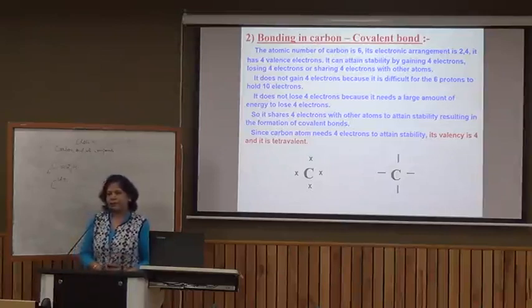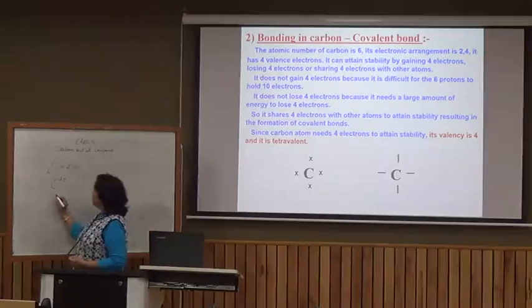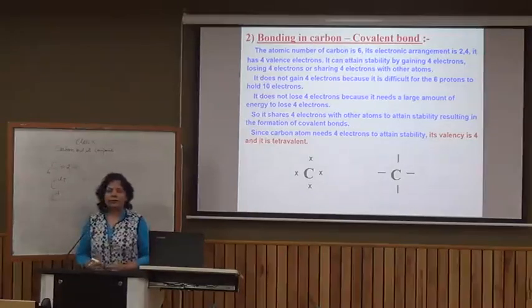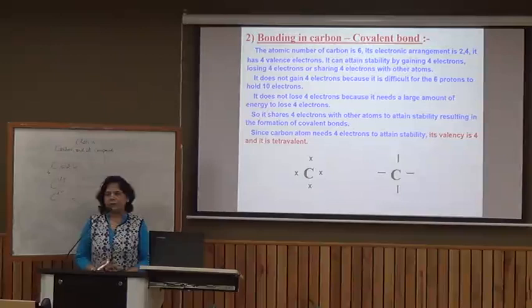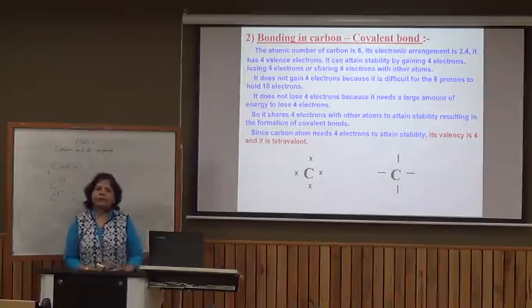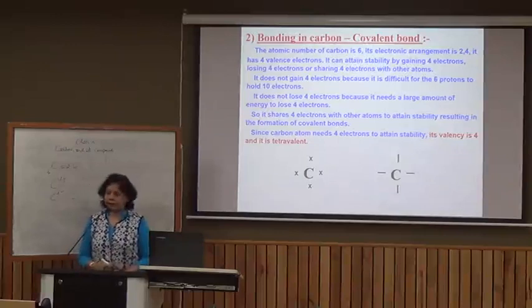Let us see why it doesn't form an anion. If the C4- ion gains 4 electrons, then it will have 6 protons, but the number of electrons will reach 10. So it is difficult for a nucleus with 6 protons to hold 10 electrons. That is why it does not form even the tetravalent anion.